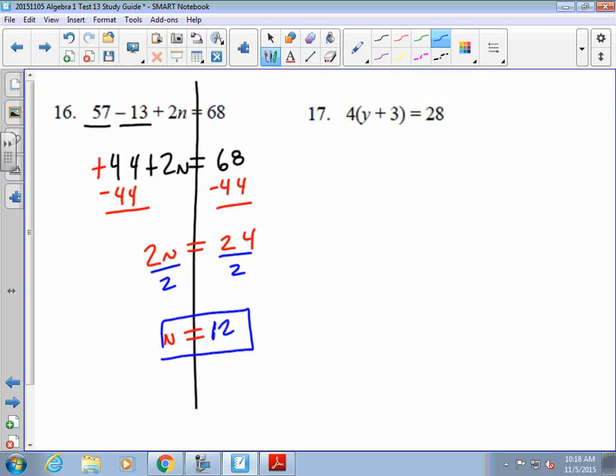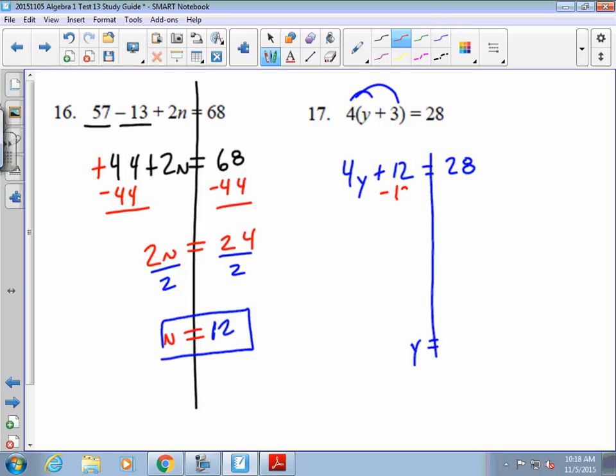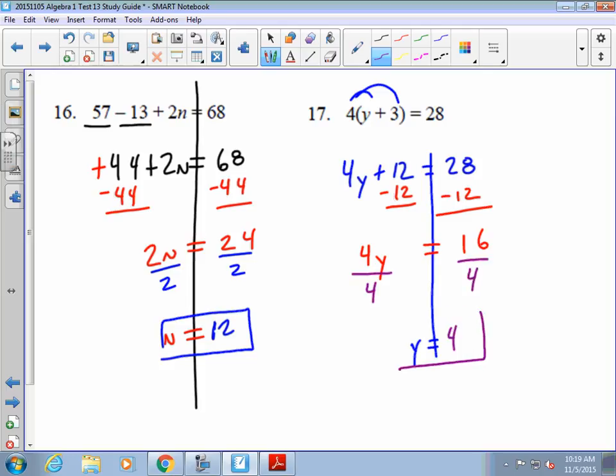Distribute first for number 17. 4 times y is 4y. 4 times 3 is positive 12 is equal to 28. Again, undo to get y by itself by undoing plus 12 by subtracting it. You do it to the left, do it to the right. 8 minus 2 is 6. 2 minus 1 is 1. 4y is equal to 16. Undo 4 times y by dividing by 4. Do it to the left again, do it to the right. Y is equal to 4.